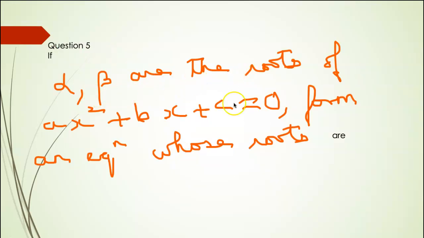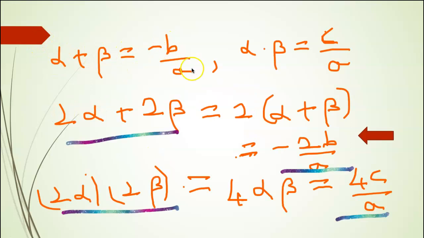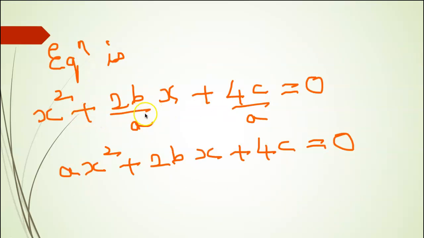Next question, if alpha, beta are the roots of ax squared plus bx plus c equal to 0, form an equation whose roots are 2 alpha, 2 beta, and alpha plus k, beta plus k. So alpha plus beta is minus b by a, alpha into beta is c by a. So 2 alpha plus 2 beta is 2 into alpha plus beta, that is minus 2b by a. Product of the roots is 2 alpha into 2 beta, that is 4 alpha beta, which is 4c by a. So your equation will be x squared minus sum of the roots, which is minus 2b by a, so I get plus 2b by a x plus 4c by a equal to 0. That will give you ax squared plus 2bx plus 4c equal to 0.